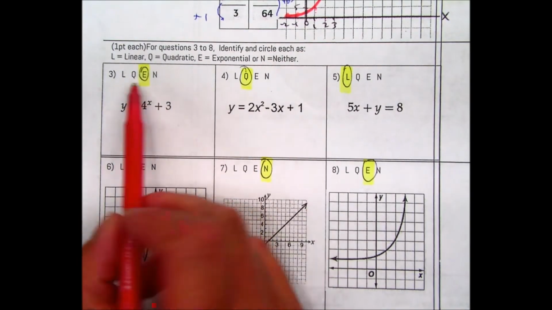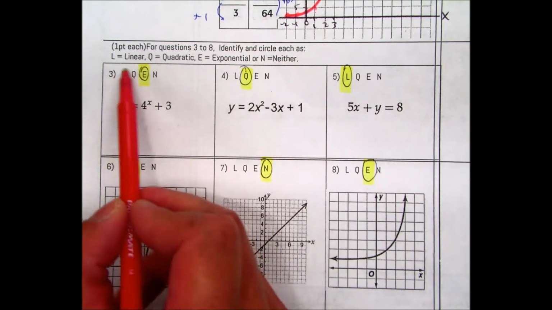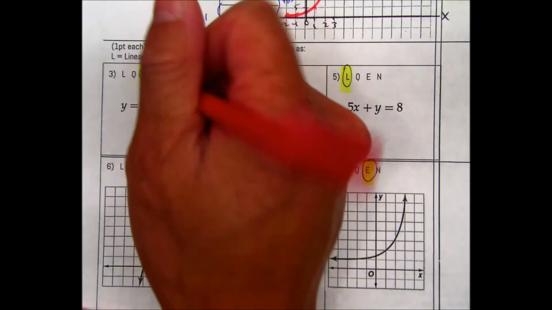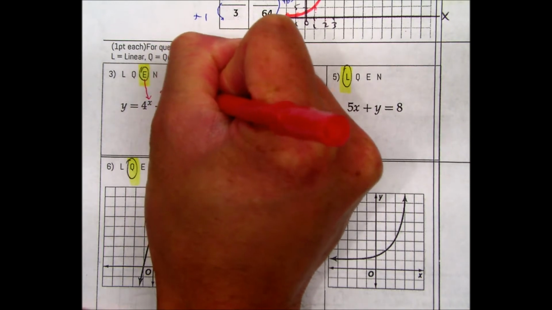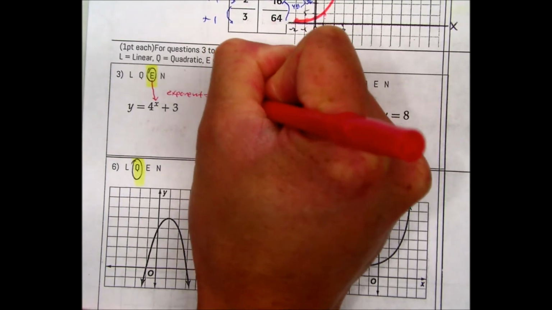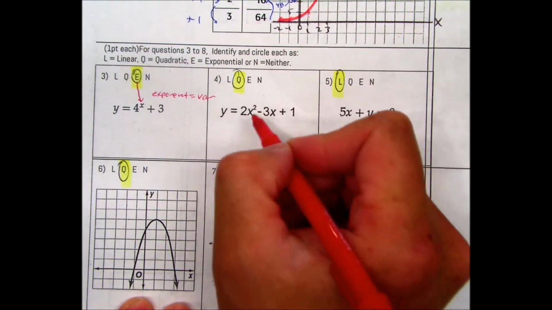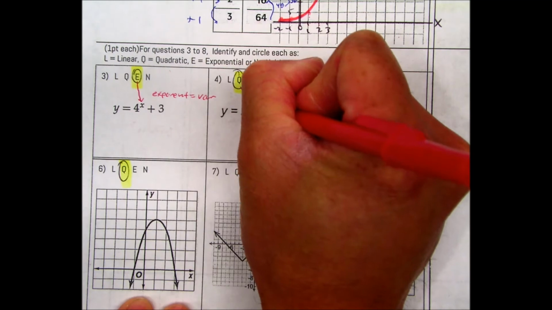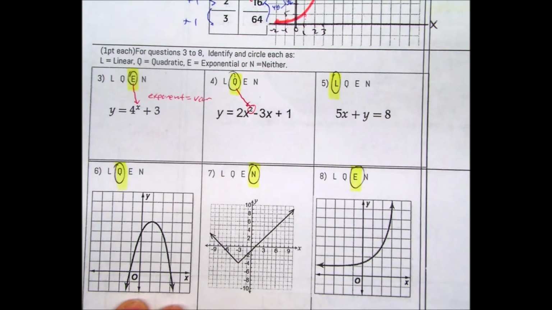Question numbers 3 to 8. Identify and circle each as linear, quadratic, exponential, or neither. Question number 3 is exponential. It's exponential because its exponent is a variable. Question number 4, if I look at this equation, it's quadratic because its highest power is 2. The highest power is 2.